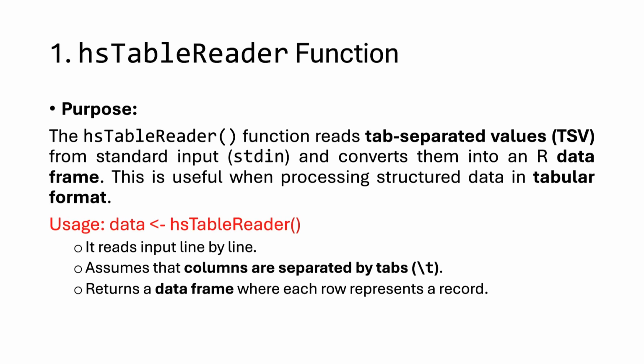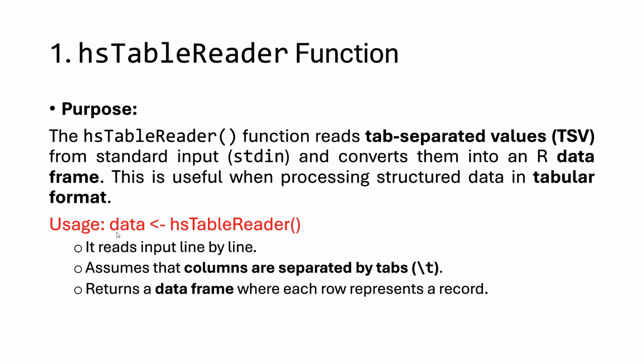Okay, so that you can compare three different functions at the end. The hs table reader function reads tab-separated values from the table. It expects each column to be separated by tabs from the standard input, and then converts the data into data frames for further processing. This is useful when the processing structures the data in tabular format.